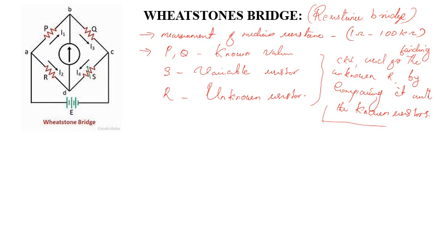The Wheatstone Bridge is applicable only when the circuit is in a balanced condition. This is the basic requirement for the Wheatstone Bridge. At the balanced condition, the voltage across the terminals A and B must be equal to the voltage across the terminals A and D, and also the voltage VBC must be equal to the voltage across the terminals C and D.